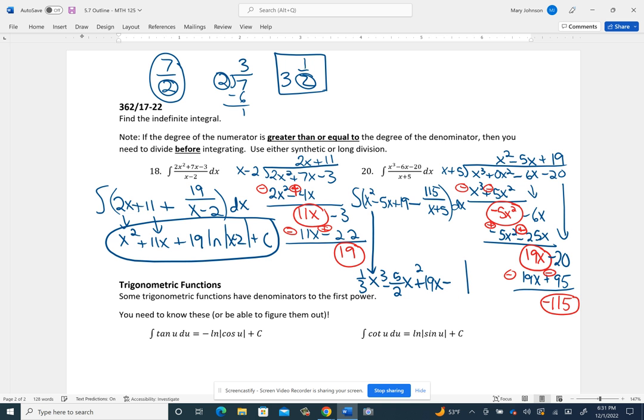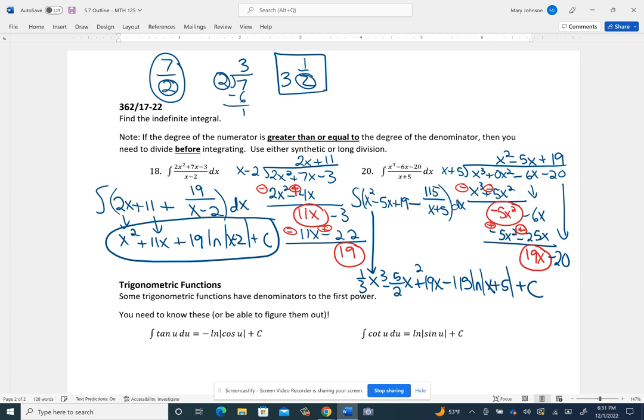Oops, I missed the constant. Let me put the constant in. Minus the constant 115 times the natural log of x plus 5. I knew I didn't have enough room. And then I want the plus c in there. I'm going to erase this out of the way so you see what I'm trying to put in there. Natural log of x plus 5, and then I need the plus c on that as well. And that would be it.